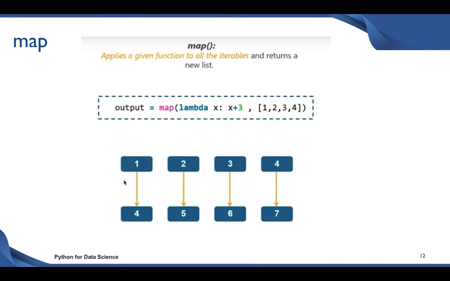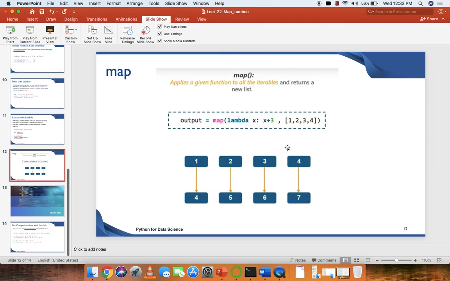Okay, so now we'll cover the additional topic, that is map. So map also works in a similar fashion. It applies a given function to all the iterables and returns a new list, right? So this is map followed by your function, that is lambda, or your user defined function could also be written inside, then a comma, and then you define your iterable, right? So here 1 2 3 4 are the elements of the list, and we are trying to add 3 to each and every element of the list. So 1 plus 3 is 4, 2 plus 3 is 5, 3 plus 3 is 6, and 4 plus 3 is 7. So this is how your map function will work.